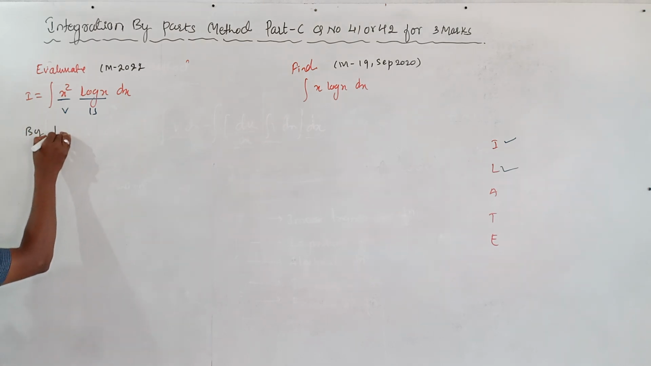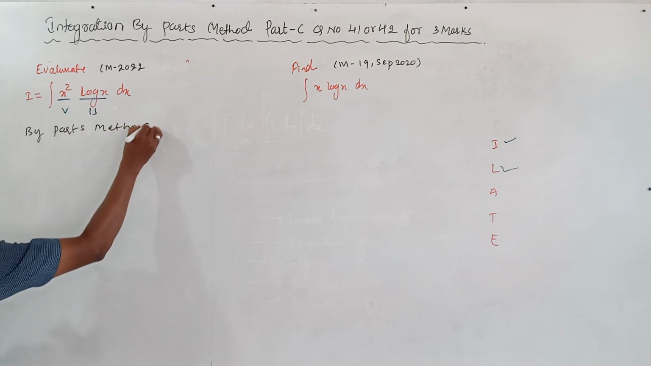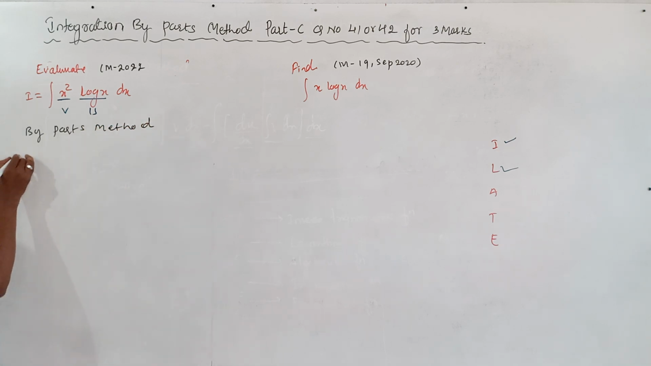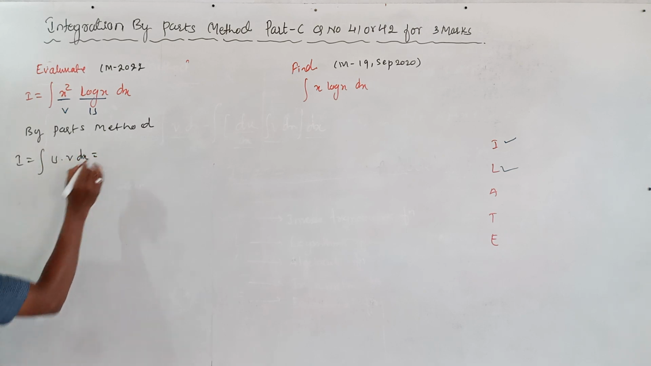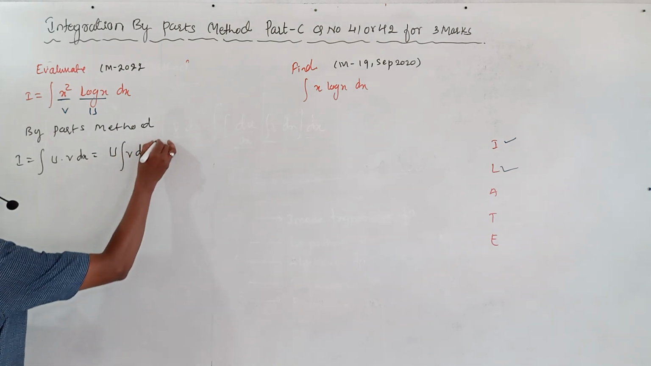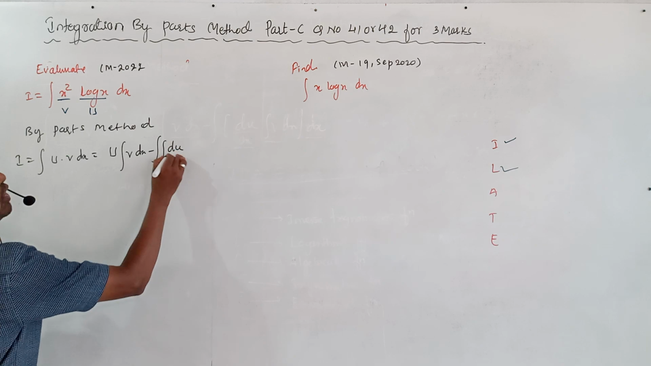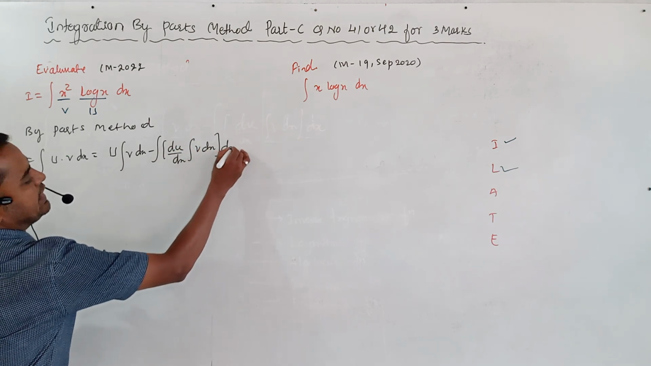By parts method: integration of u into v dx is equal to u as it is, times the integration of v dx, minus the integration of the derivative of u with respect to x, times the integration of v dx, whole bracket dx.